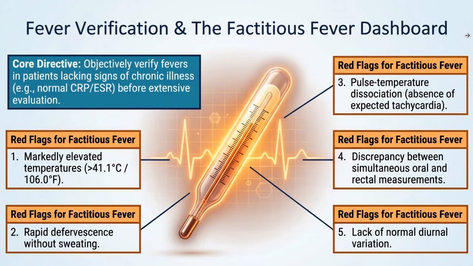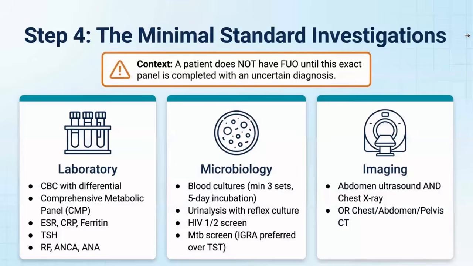Discrepancy between simultaneous oral and rectal measurements is another sign, but something that is not routinely done. Also, lack of normal diurnal variation. So, these are some of the points where factitious fever can be ruled out. A very important point is markedly elevated temperature without tachycardia and rapid resolution without sweating. So these are important points that you need to see.